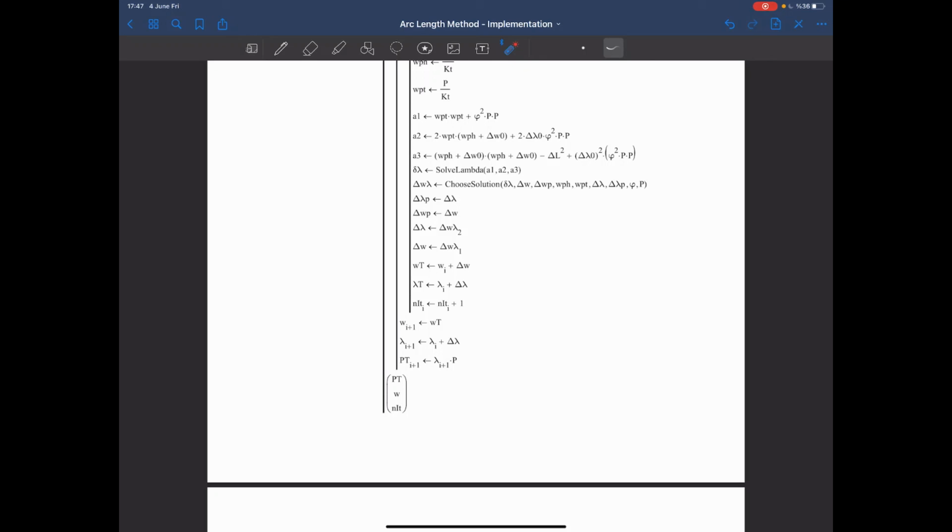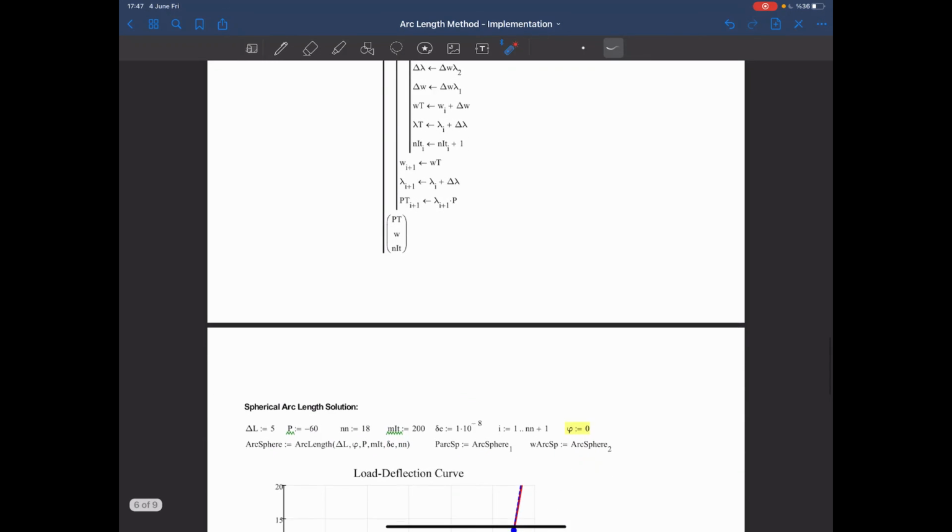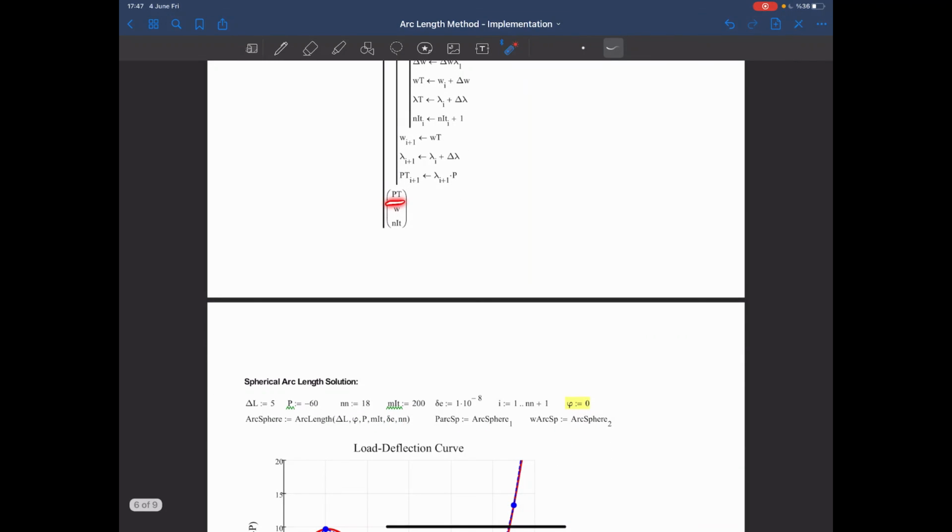Once it's done, the total displacement will be equal to beta, this one, and I'm also updating the lambda I. And the total force will be equal to lambda I plus P.